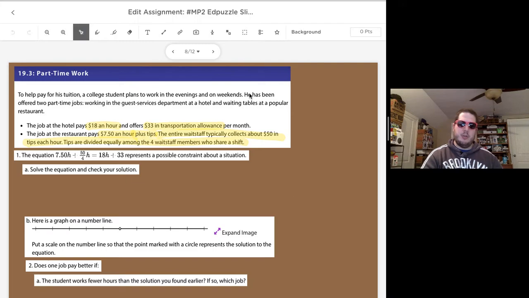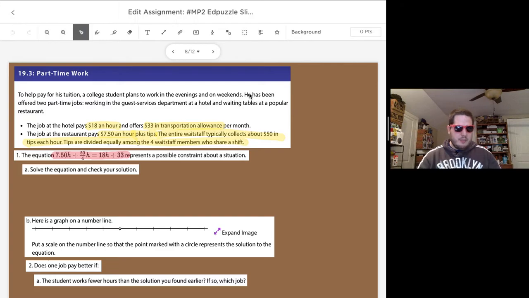That kind of makes sense. If you work at a restaurant, you generally don't get paid as much hourly, but you usually make up that difference in tips. So that's the situation they're attempting to model here. The equation 7.50h plus 50 over 4h is equal to 18h plus 33 represents a possible constraint about a situation. Solve the equation and check your solution. Do you think this accurately represents what's going on?